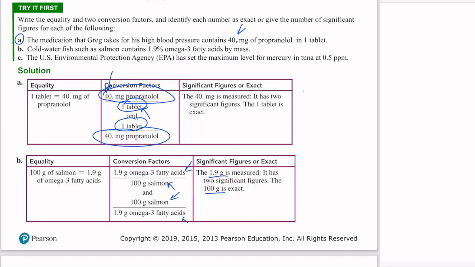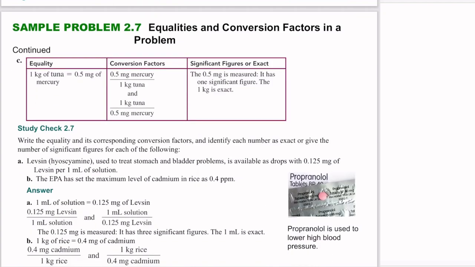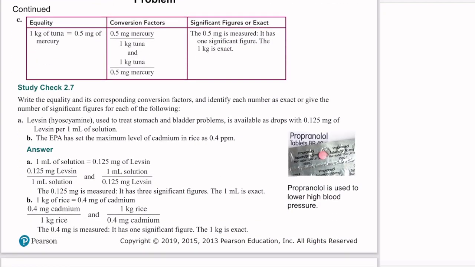Next, we see that the U.S. Environmental Protection Agency has set a maximum level of mercury in tuna at 0.5 parts per million. So that means that our value is milligrams per kilogram. So 0.5 milligrams of mercury per kilogram of tuna. So 0.5 milligrams of mercury per 1 kilogram of tuna, or 1 kilogram of tuna per 0.5 milligrams of mercury. The 0.5 milligrams is measured and the kilogram is exact.